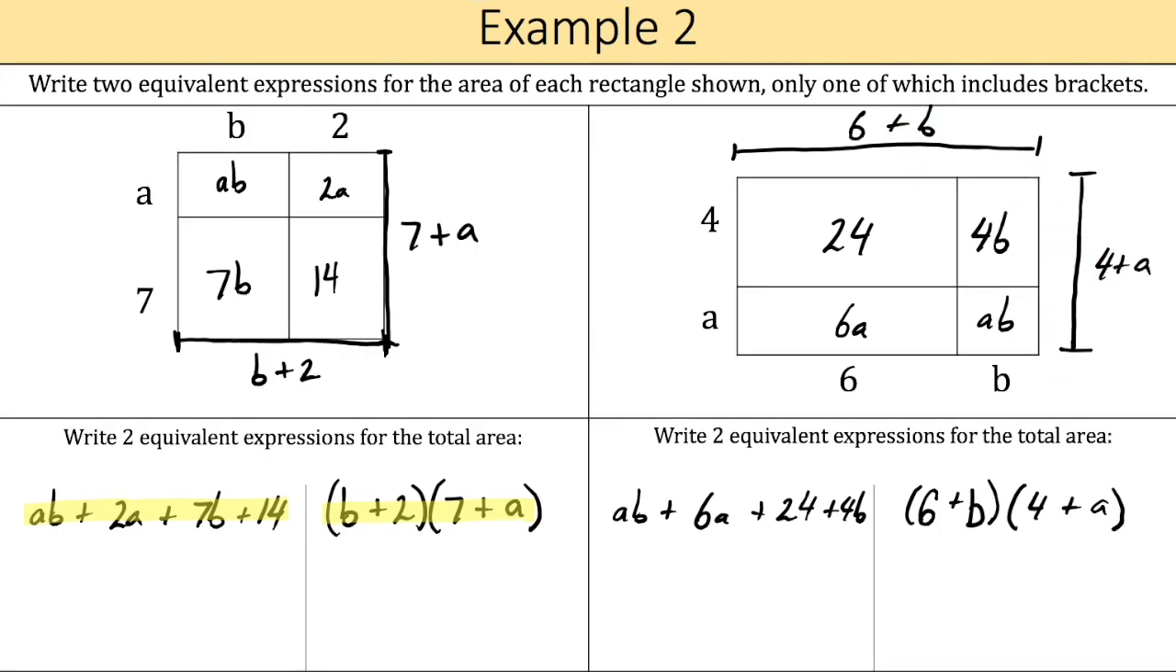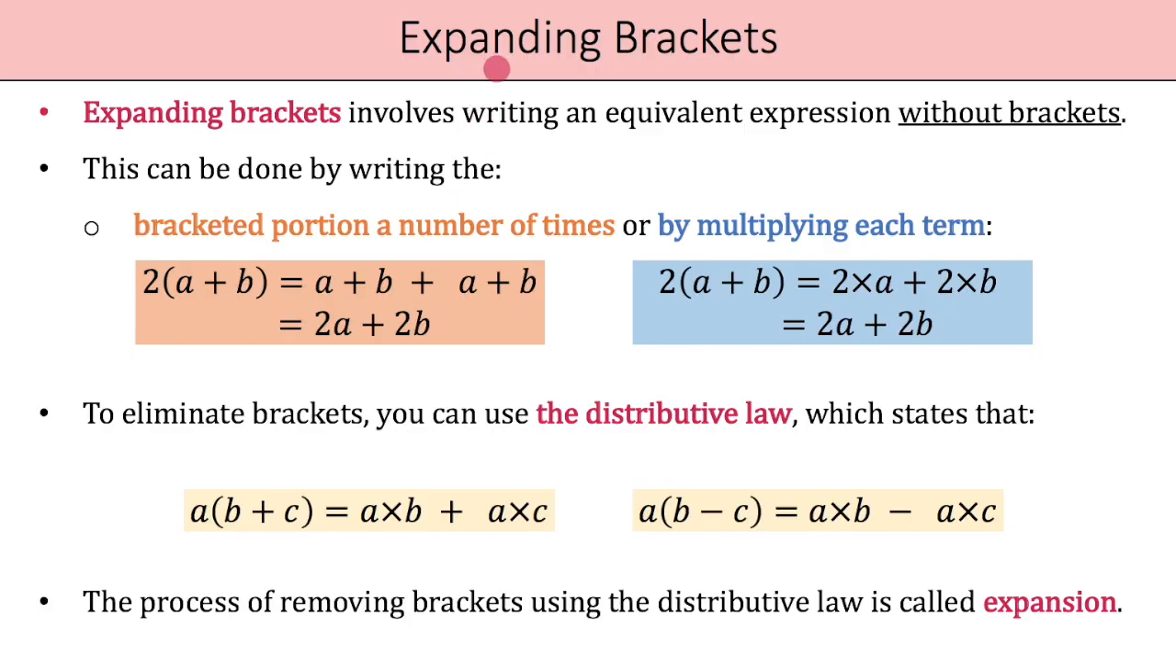Now, everything we've been doing so far in the lesson has been background information to our topic of expanding brackets. Expanding brackets involves writing an equivalent expression without brackets. This can be done by writing the bracketed portion a number of times. As you can see here, we have 2(a plus b). That simply means 2 times (a plus b). So I'm going to have 2 lots of a plus b. So here's a plus b, plus a plus b. So I simply have 2 lots of a plus b.